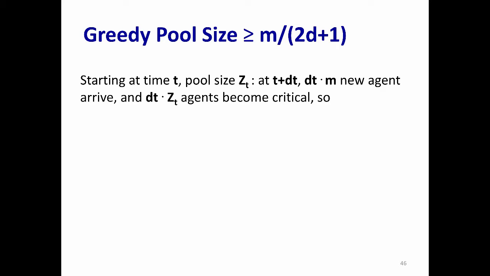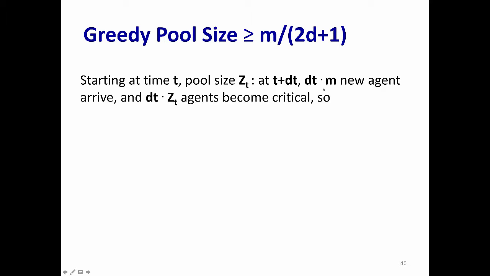In order to bound the pool size under the greedy algorithm, I'm going to write down the differential equation of this pool size. To do that, let's assume we are at some time t, and the pool size is zt, and I want to look at the pool size at some t plus dt time after t. So dt is very small. Now, what can happen in this dt period?